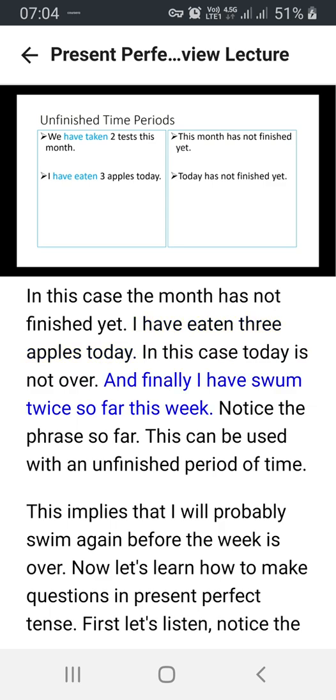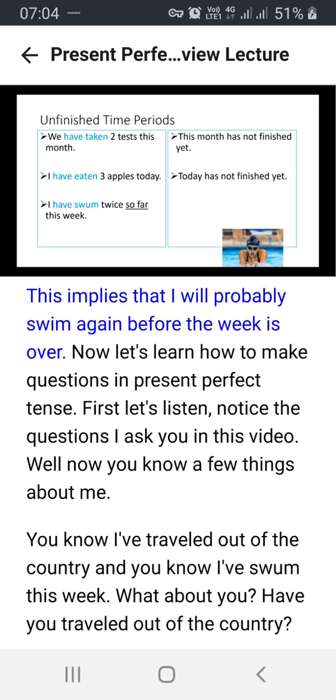And finally, I have swum twice so far this week. Notice the phrase so far. This can be used with an unfinished period of time. This implies that I will probably swim again before the week is over.